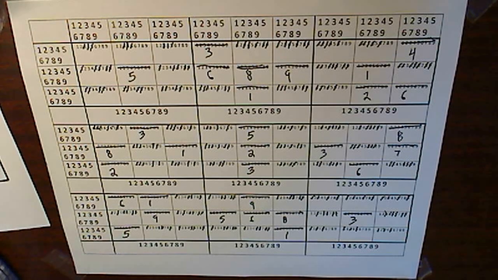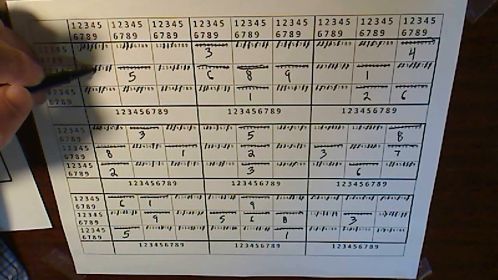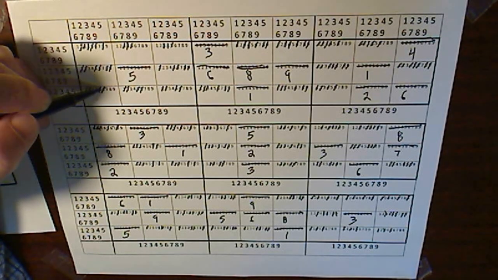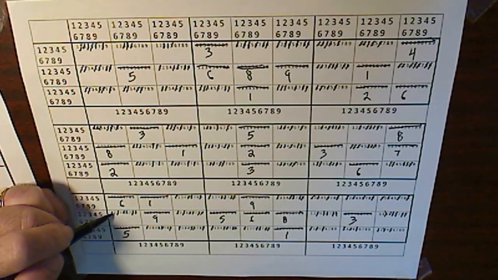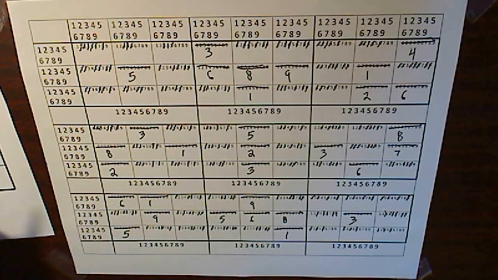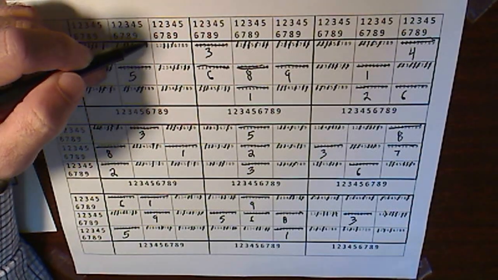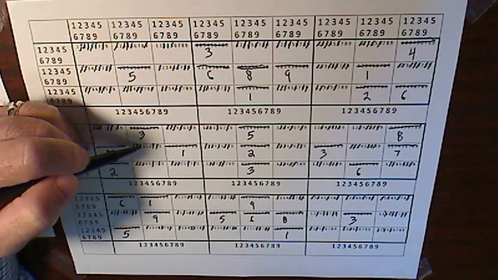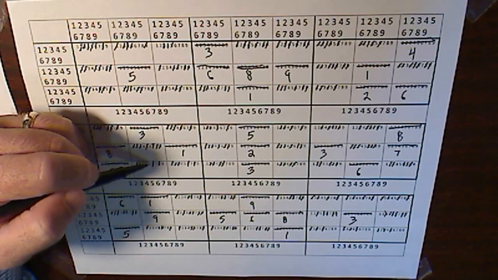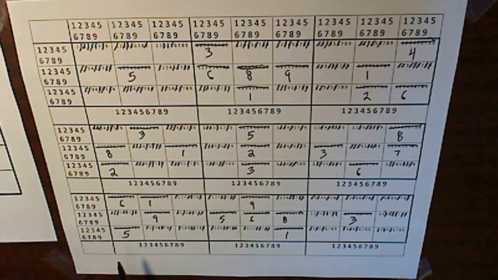2, 5 is already done, so is 6, so is 8. The second column, 1, 3, 5, 9. I'm now going to do that for the other columns on the worksheet.